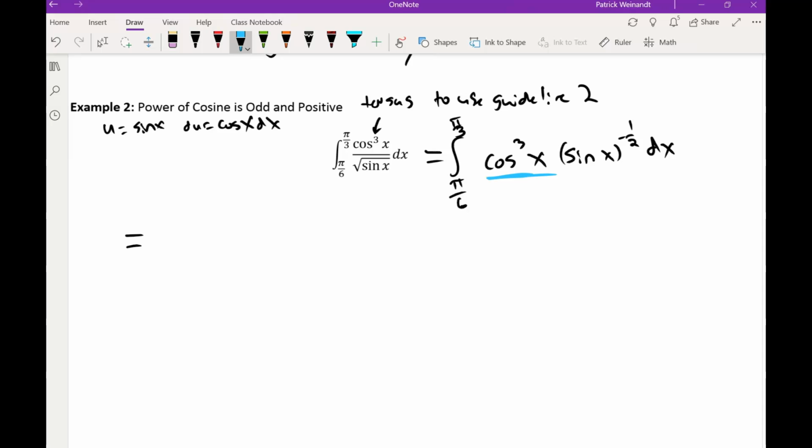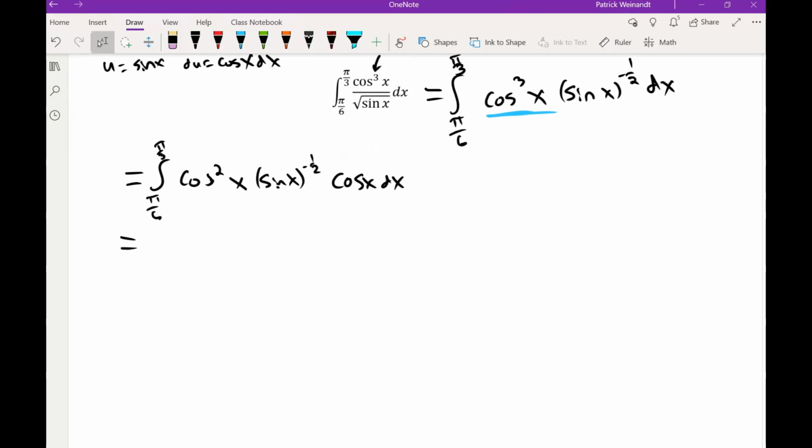So if I factor out a single cosine, this is going to be the definite integral, pi over 6 to pi over 3 of cosine squared of x, once I factor that out. And then that's still times sine of x to the negative 1/2. And I factor out a cosine x, I'm left with cosine x dx. And this effectively becomes our du, and our sine, after we convert it, that's going to be our u. So get everything in terms of sine other than that single cosine we factored out.